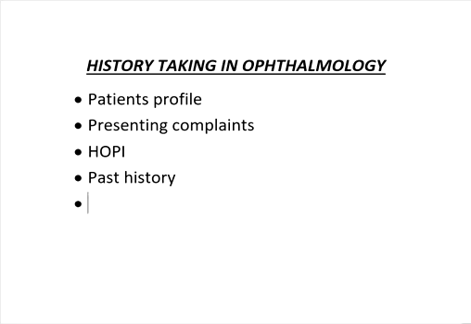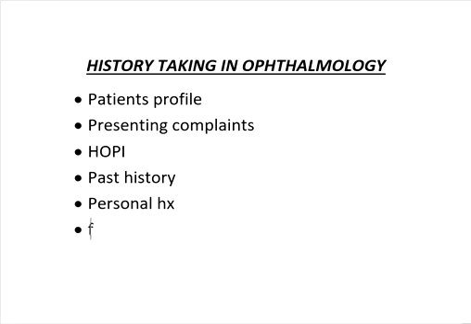Then we come to personal history. Personal history is also very important because it tells you about the hygiene and all other things that he has: education, smoking, addictions, immunizations, and traveling from here to there, because some of the ophthalmological conditions are associated with the area they are residing in or have traveled to.